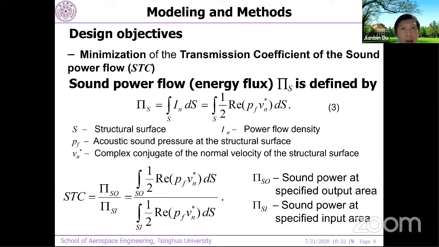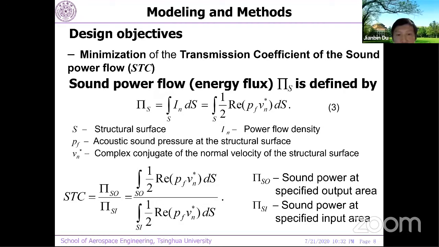In our problem, the design objective is minimization of the transmission coefficient of the sound power flow. We call it STC. The sound power flow is defined using the pressure and velocity at the surface of the vibrating structure, which in principle may be obtained by solving the structure and acoustic coupling equations. And the sound power in different areas of the boundary can be used to evaluate the specified acoustic transmission properties of the structure.